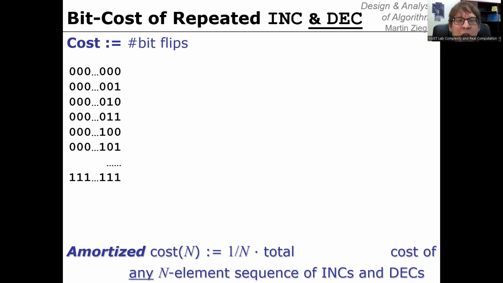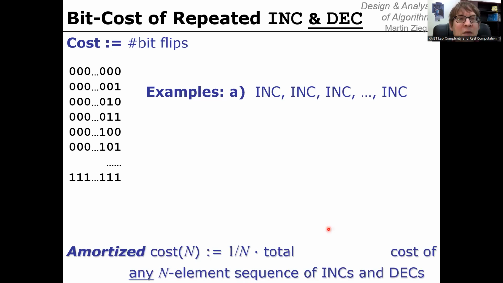But now we have any n-element sequence comprised of both increments and decrements, and there are many more possible such sequences, right? So which sequence do we mean when we speak about amortized cost? And to clarify that, we mean the worst case sequence. So here's some example sequence. Repeatedly incrementing, that's the sequence we analyzed before when our binary counter was only supporting increments.